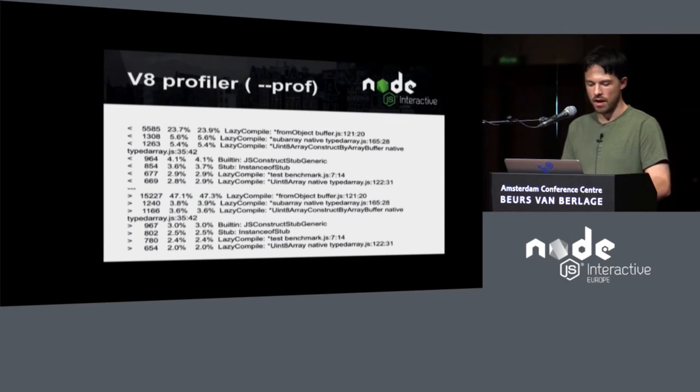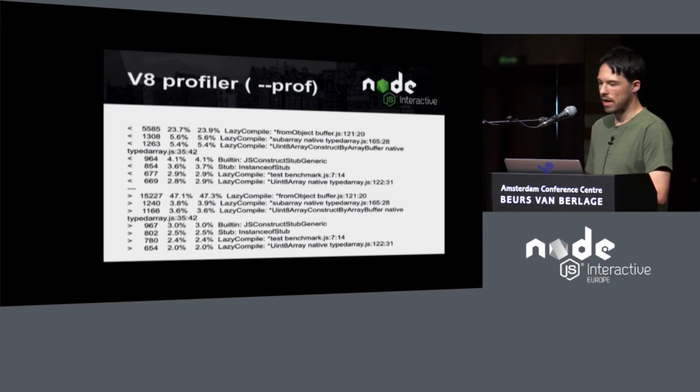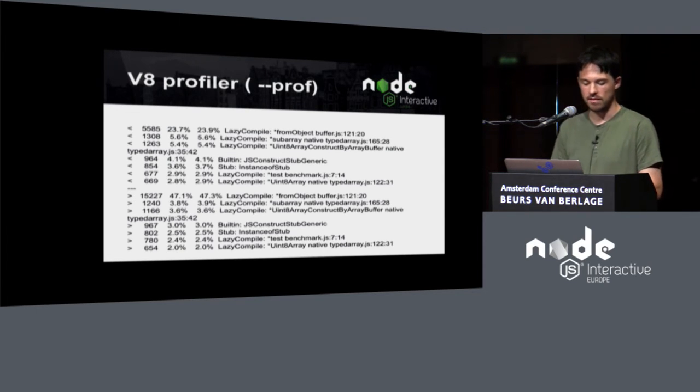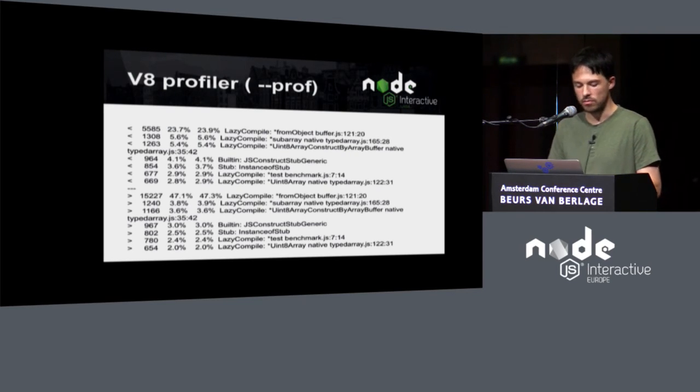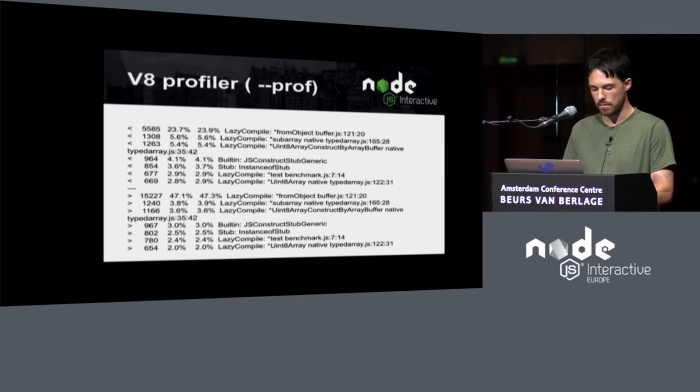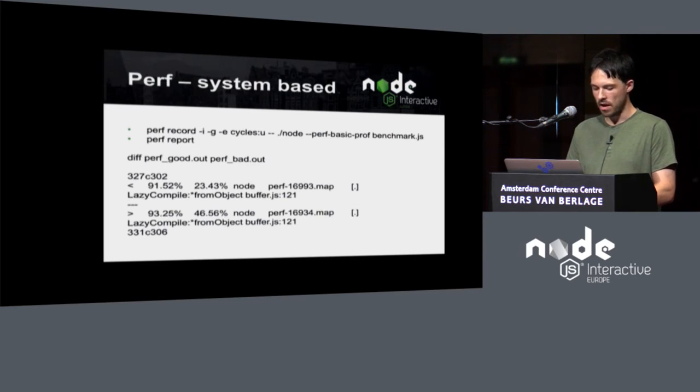There are also some helper modules that, if you prefer, you can use to try and automate this. So when I went and ran this on our 2 versions of Node, I collected my post-process data, and then I diffed them. So the top few lines is from Node 4.3.2. So we can see 23% spent in lazy compile of the from object in buffer. And then in Node 4.4.0, that had gone up to 47%. So that's perhaps somewhere to look.